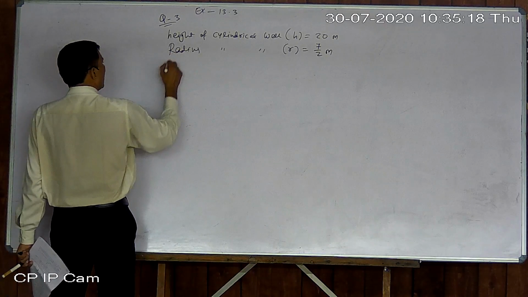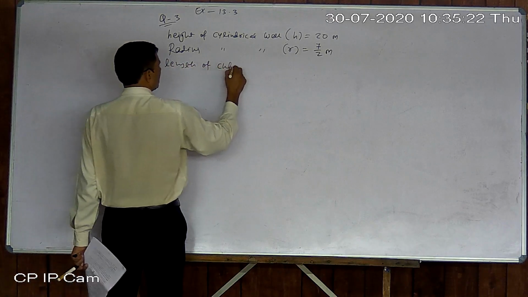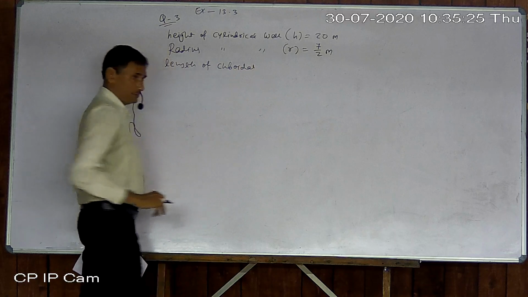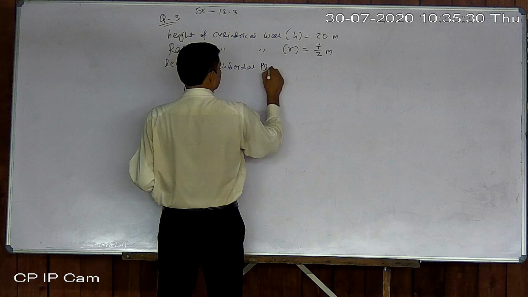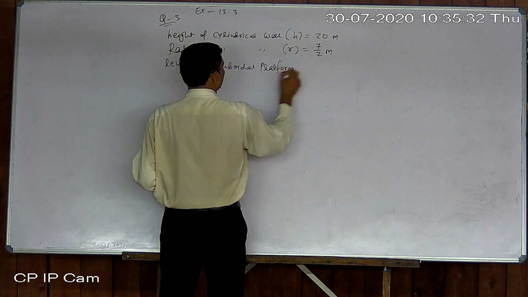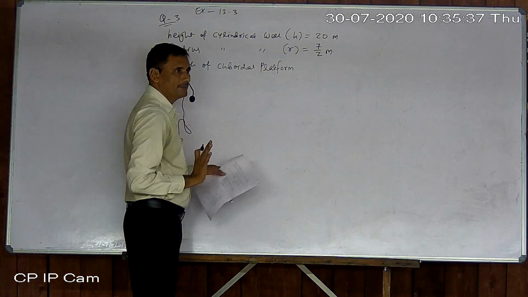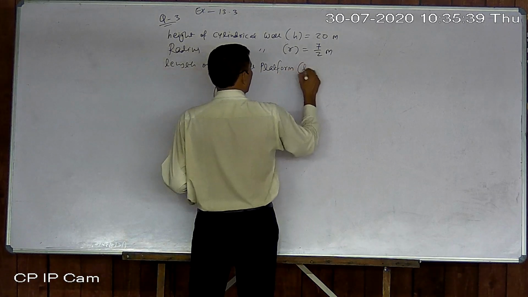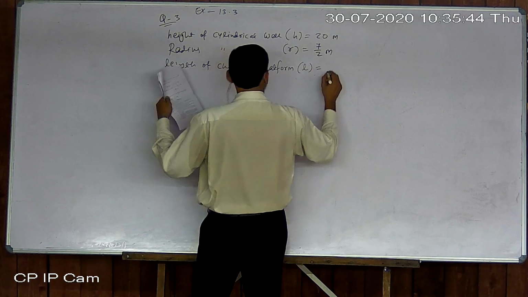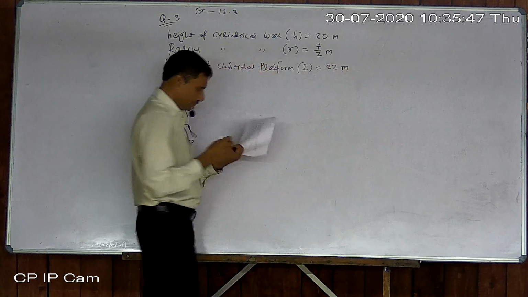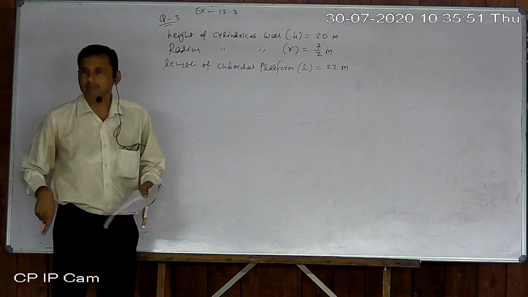Now, length. Length of the cuboidal platform. Cuboidal platform: not only cube, not only platform, everything is clear with adjective and noun both. So it is L, and L is given as 22 meters. We generally use the word 'by', which means length by breadth.